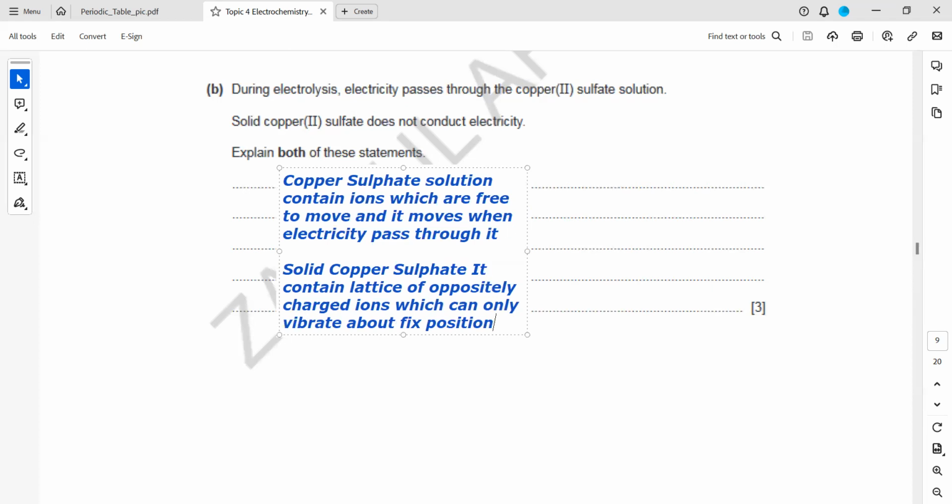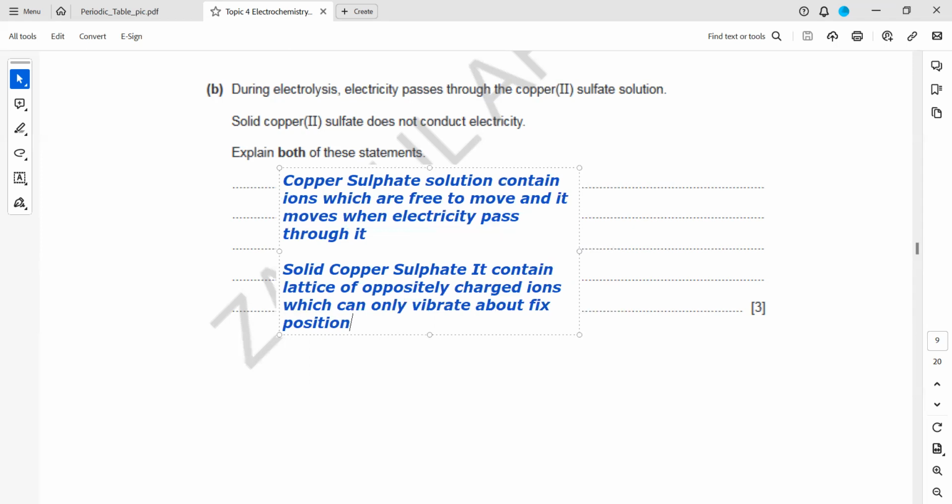But in a solution, the ionic compound is dissolved in water. An aqueous solution always contains water molecules, so that's why it is called a solution: it means it is dissolved in water.